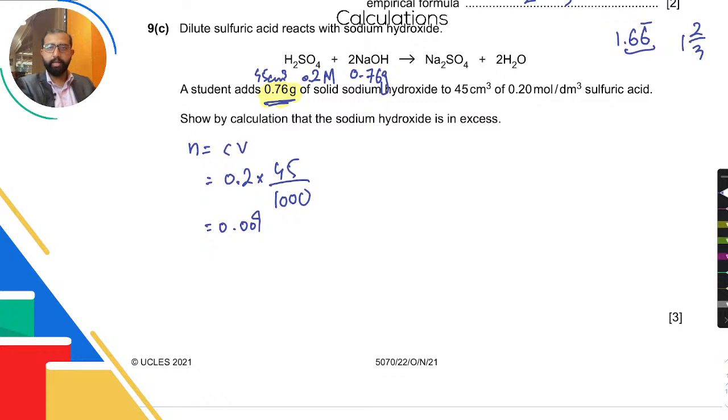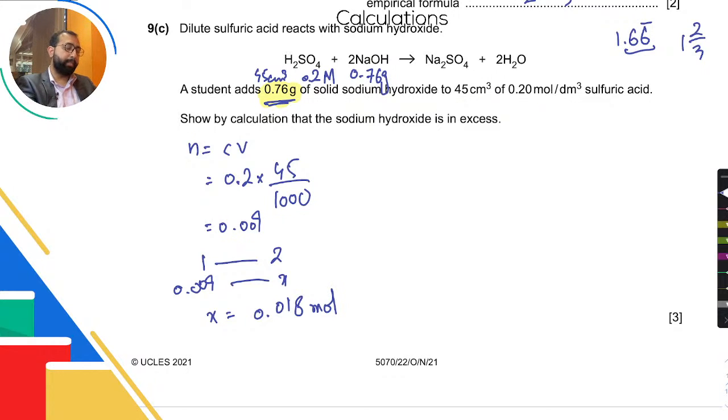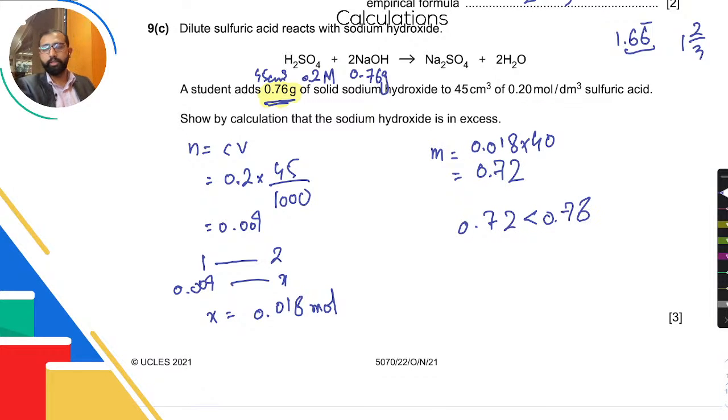0.09 moles of sulfuric acid. I have that. How much sodium hydroxide do I need? So 0.1 mole reacts with 2 moles. So 0.09 will react with X moles. X comes out to be 0.018 moles of sodium hydroxide. What is the mass of that? So mass is number of moles times MR. So 0.018 times MR, which is 40. That gives me, we just calculated it a bit ago, 0.72. Okay, so 0.72 is less than 0.76. So sodium hydroxide is in excess. We've shown it.